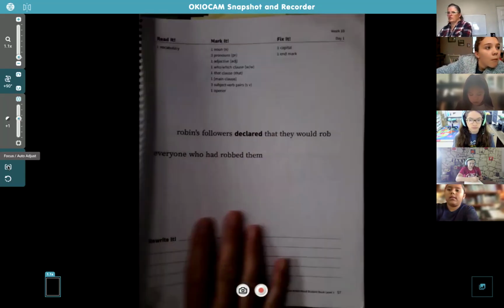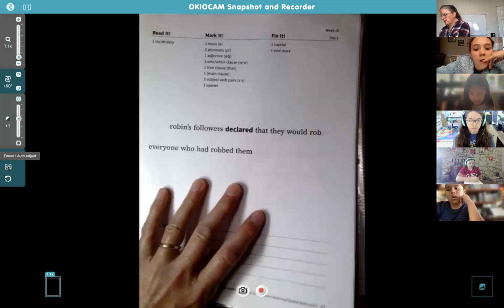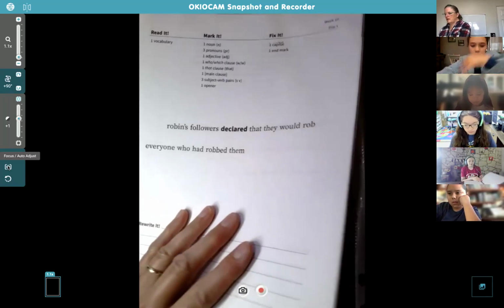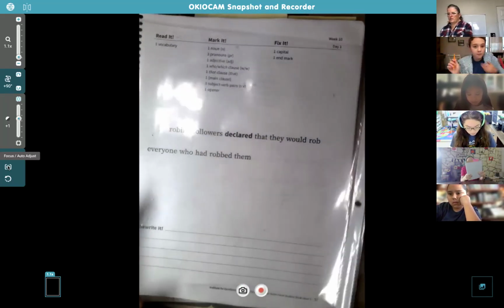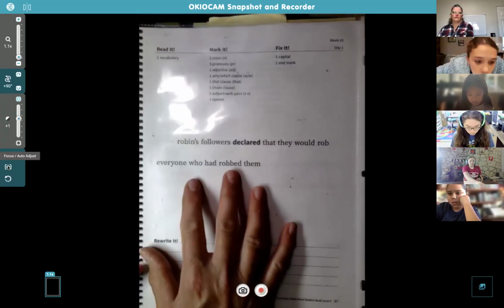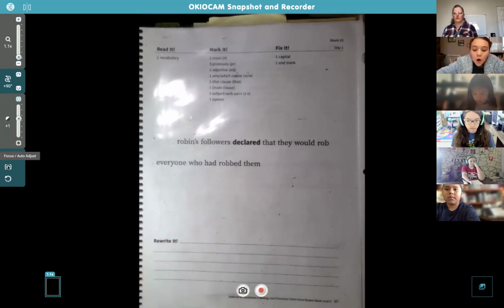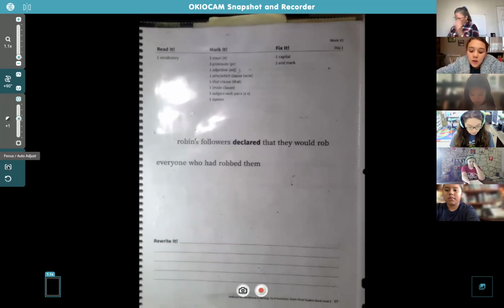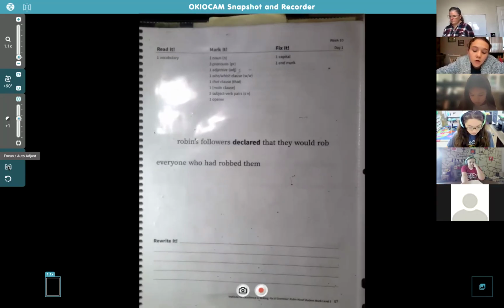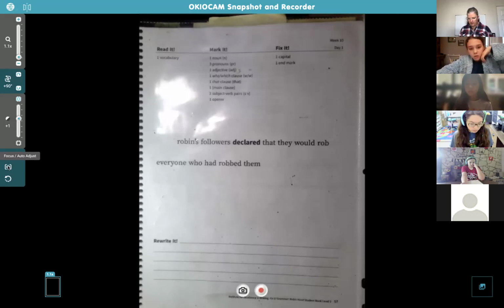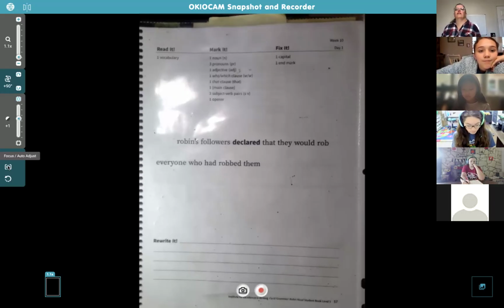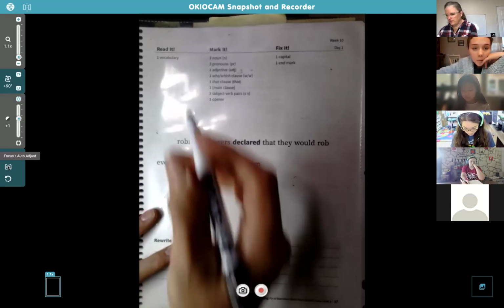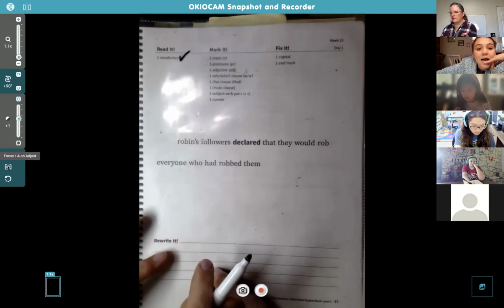We're going to jump over to page 57. And Esther, how about you read the sentence today? "Robin's followers declared that they would rob everyone who had robbed them." Nice. Okay, declared just means like you're making a statement with confidence, and I'm declaring. Proclaimed, another good word. Yes. Very good. Check. Vocabulary.